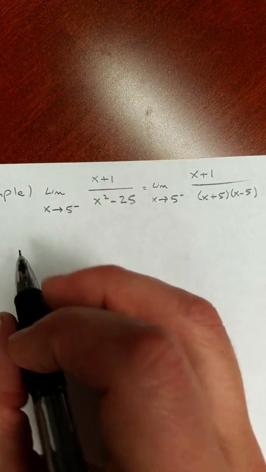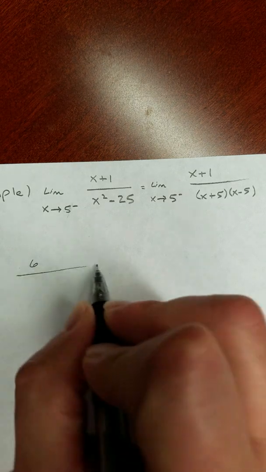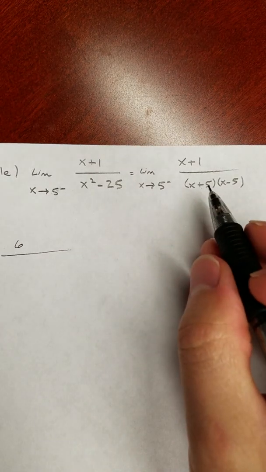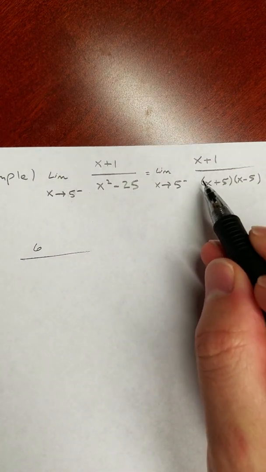So I'm going to get like up there. It's going to be about 6. Close enough to 6 for me to just call it 6. But what about down here? That number right there is going to be 10.